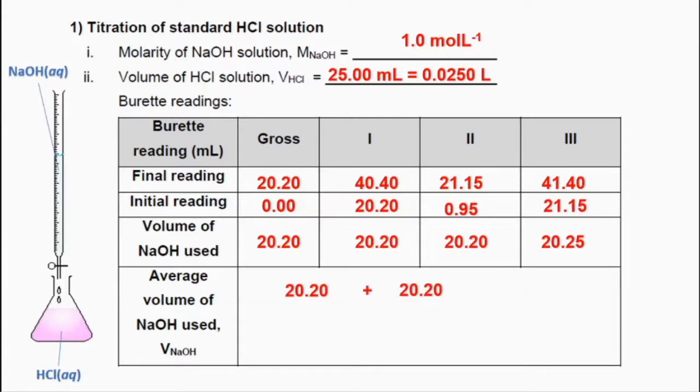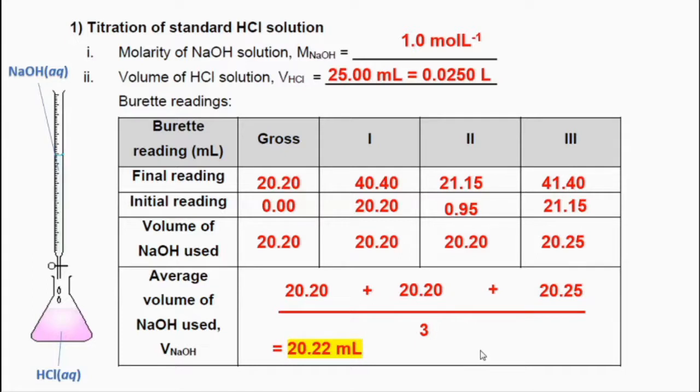Then we calculate the average volume of sodium hydroxide used in this titration: 20.20 plus 20.20 plus 20.25 divided by 3, since we have 3 values here. We get 20.22 milliliters. Class, this is the average volume of sodium hydroxide used in this titration.